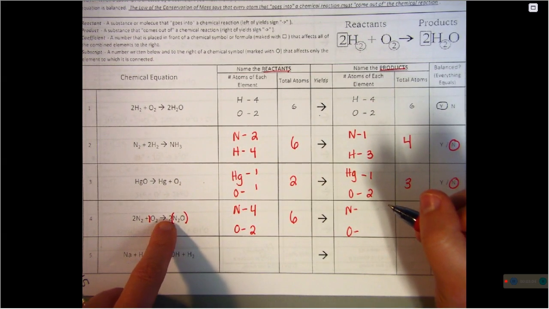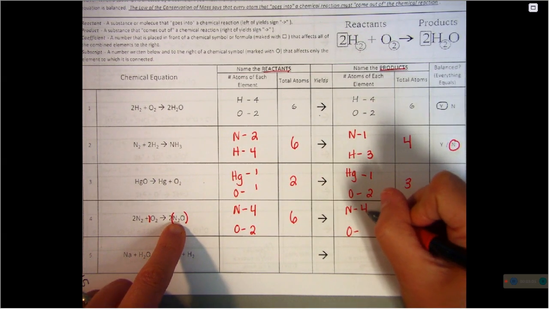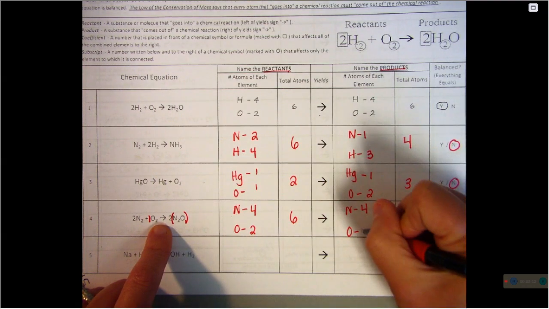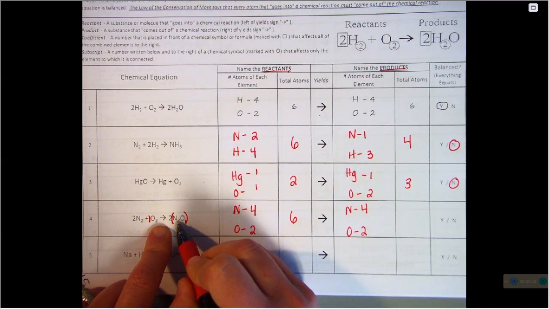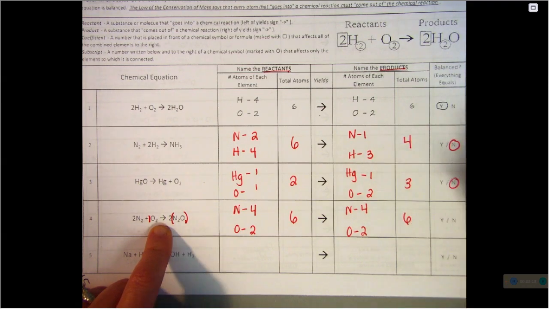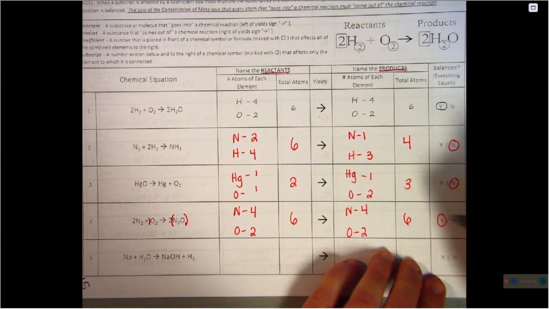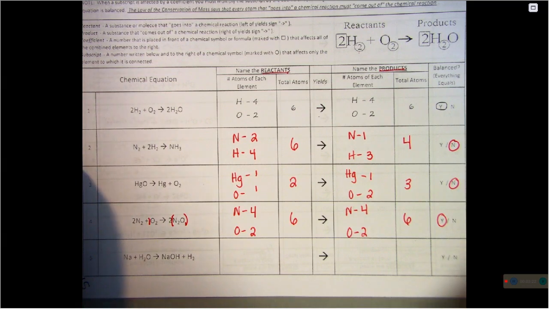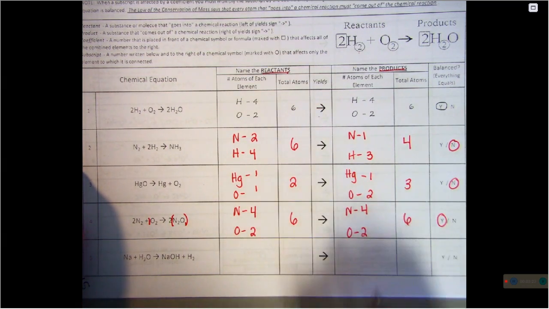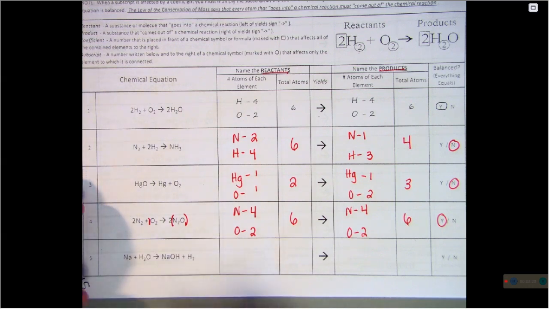Over here, 2 times 2 is 4 nitrogens. Don't forget the 2 also applies to the oxygen. Imagine there's a little 1 behind it. 2 times 1 is 2. I have 4 nitrogens and 2 oxygens. I have 6 total atoms. That means, yes, everything is equal. I have 4 nitrogens, 2 oxygens, and 2 oxygens. That is a balanced equation.